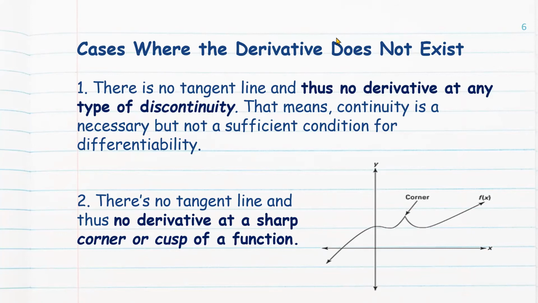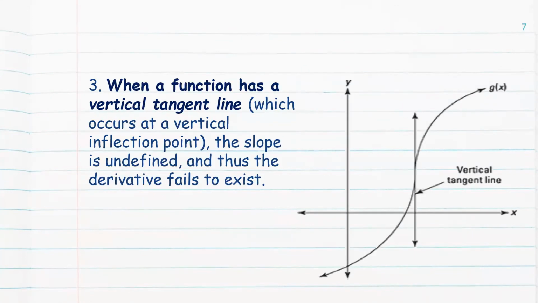Next, there's no tangent line and thus no derivative at a sharp corner or cusp of a function. So in this example that we have here, that's a sharp corner. Meaning to say, at that point, the function is not differentiable.